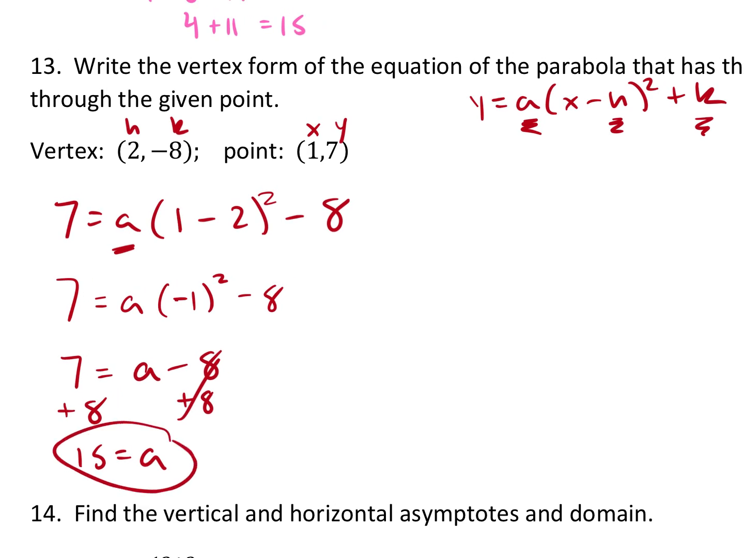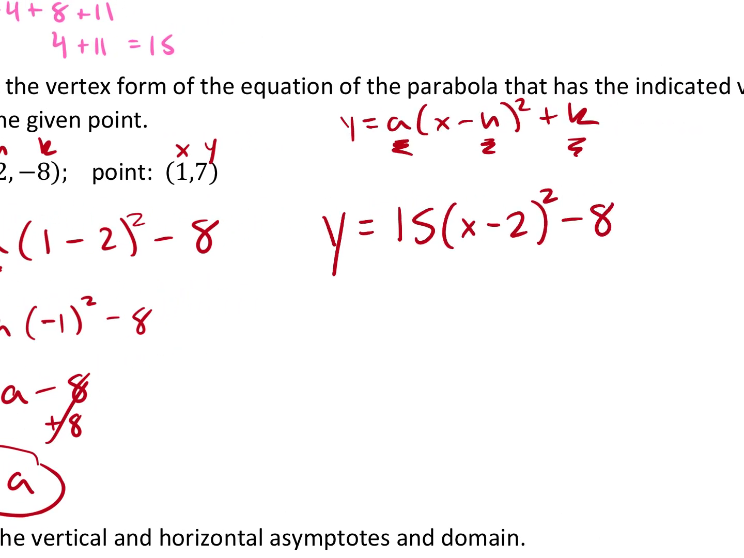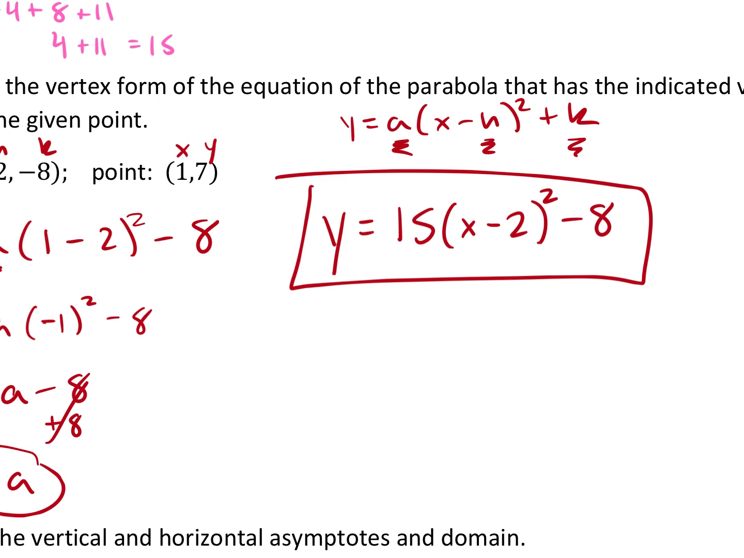So we found our a. Now we just have to plug that in. So I have y is equal to 15 times x minus h, which is 2, squared minus 8. And that would be our vertex form. In your vertex form, you always just leave the x and y in there. The x and y don't change. We only plug in our x and y to help us find the a.